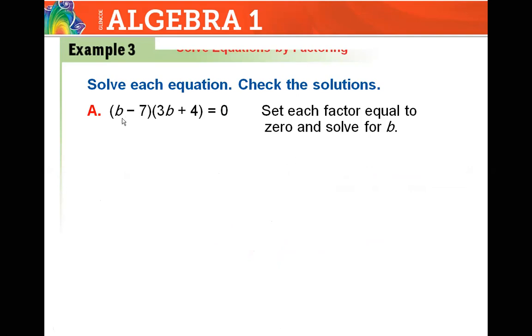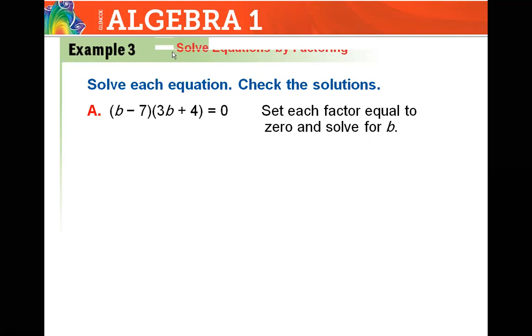So first, the first bracket may be equal to 0, or the second bracket may be equal to 0. I start with Saleh, and then Hussein. I need to find the value of B, or I need to solve. Solve means finding the value of the variable, and the variable here is B. The two brackets multiply together. So the first bracket may be equal to 0, or the second bracket may be equal to 0.